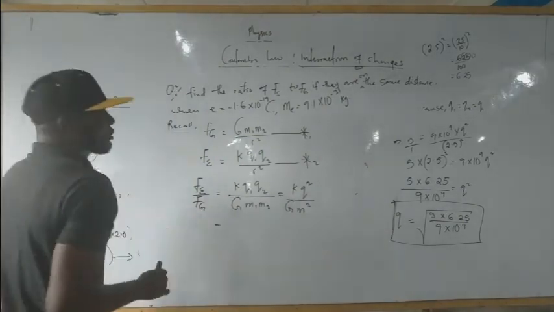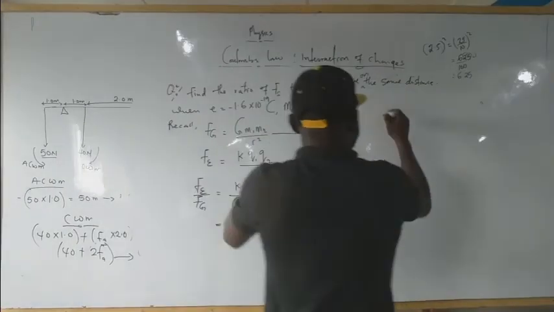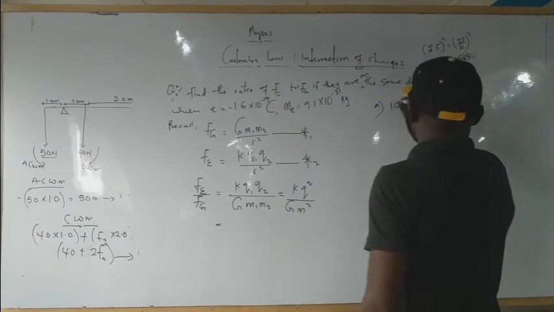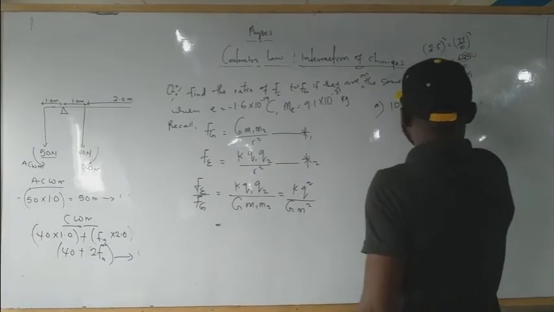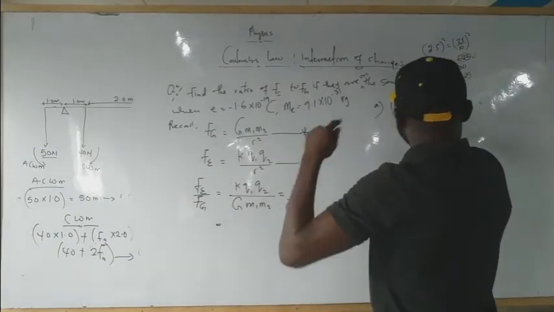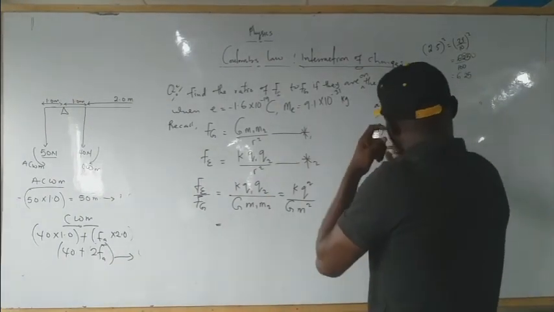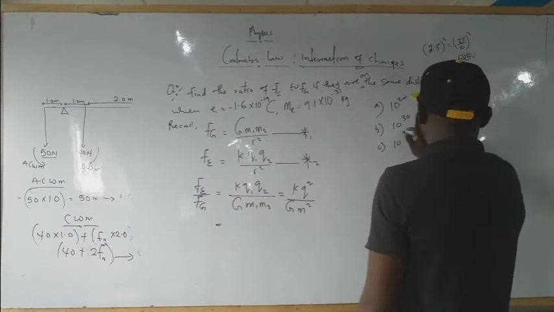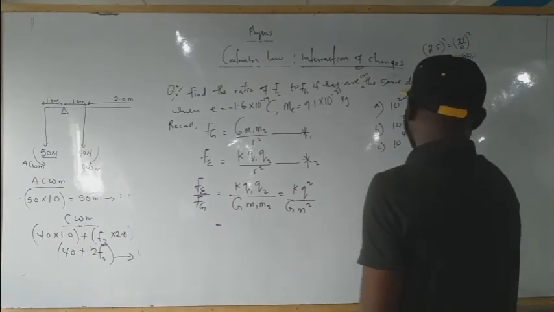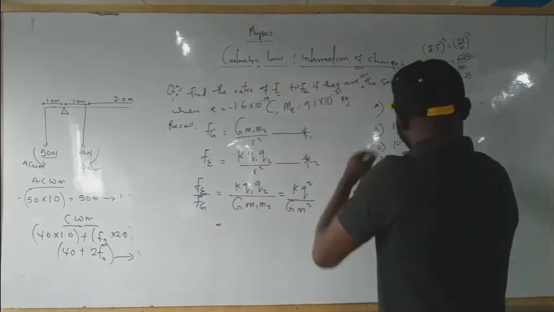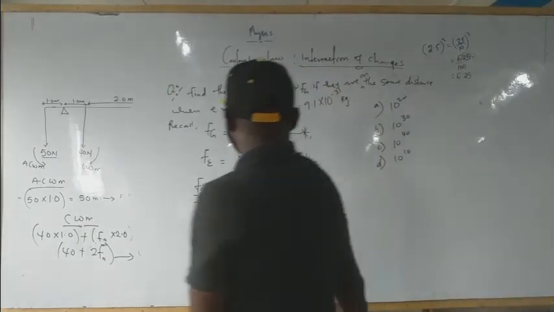And that will give us the options. Option A, 10 raised to the power 10; option B, 10 raised to the power 20; option C, 10 raised to the power 30; and option D, 10 raised to the power 40. So these are the options.